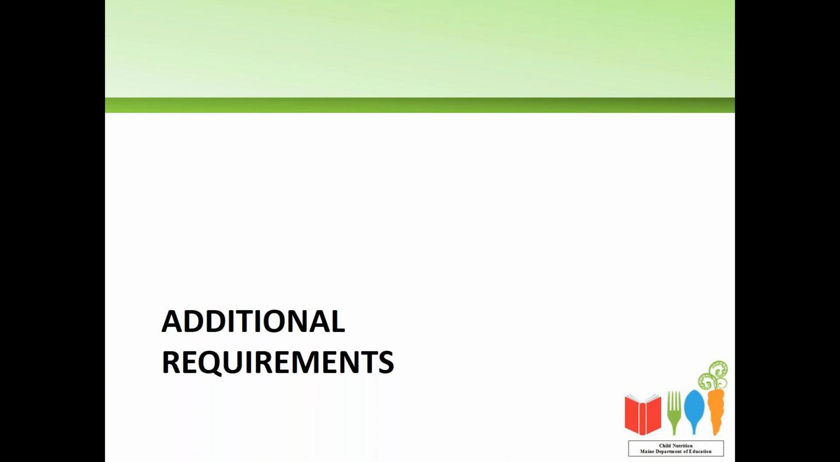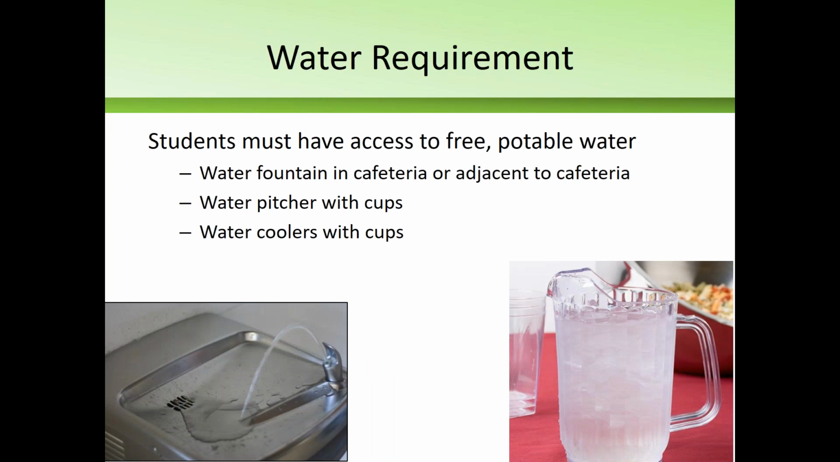Now we're going to talk about some additional requirements in the lunch program that are outside of the menu requirements. Students must have access to free potable water during meal service. This can be done in many different ways and will depend on how your cafeteria is set up and what works best. Some examples include students having access to a water fountain in the cafeteria or adjacent to the cafeteria, and it is best practice to offer cups with this method to make it more readily available. You could also place water pitchers or coolers with cups on a cart or table in the cafeteria. So these are just some simple ways to make sure students have access to water during meal times.